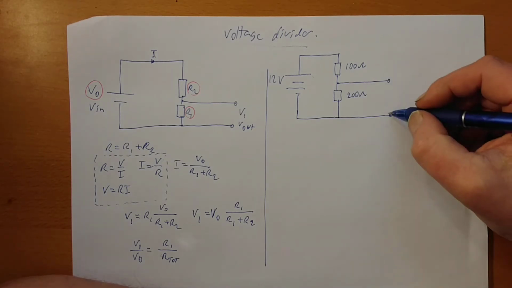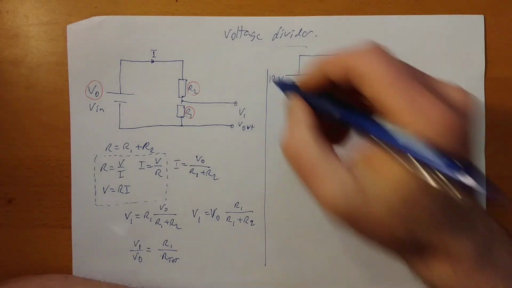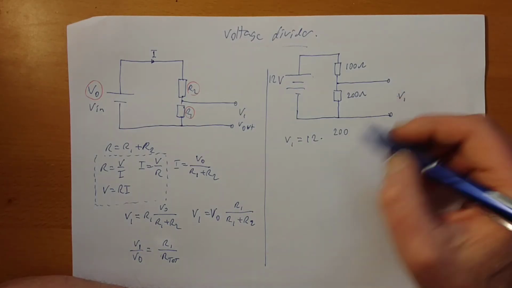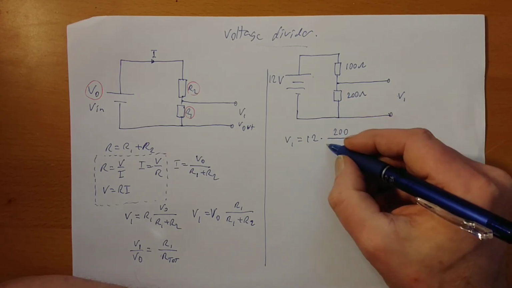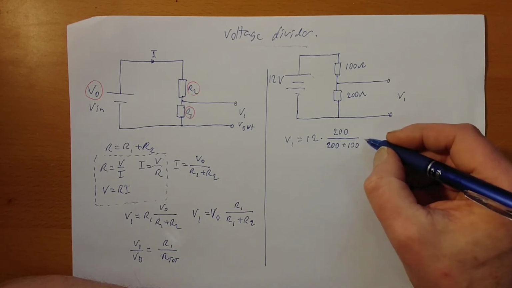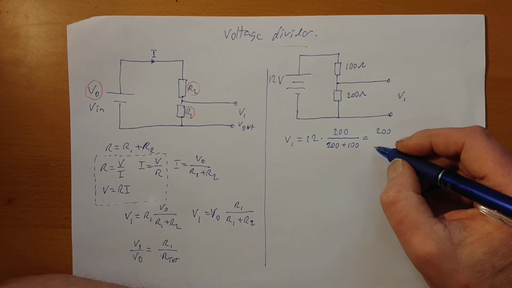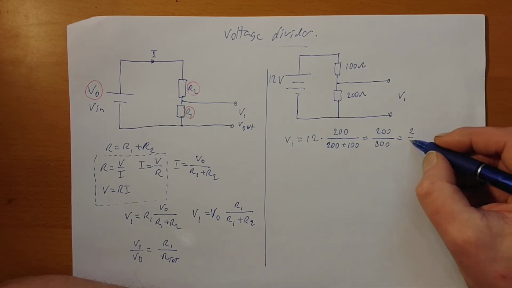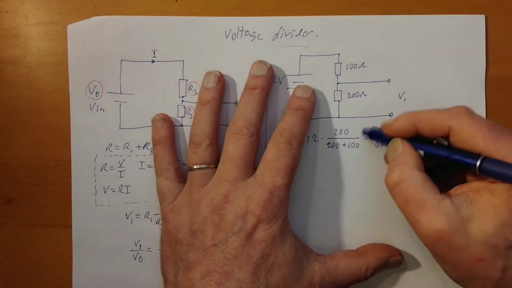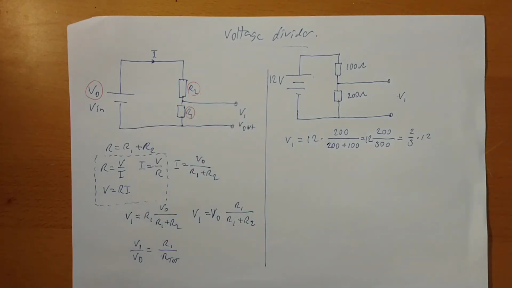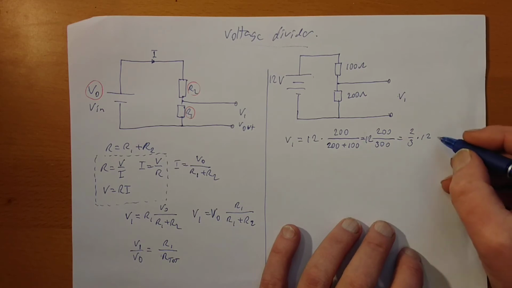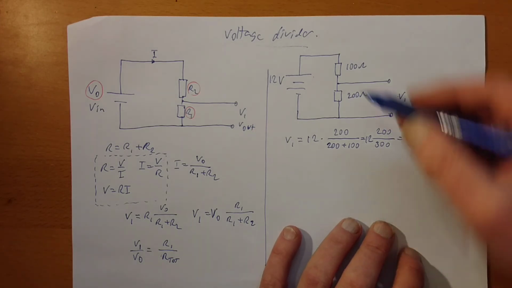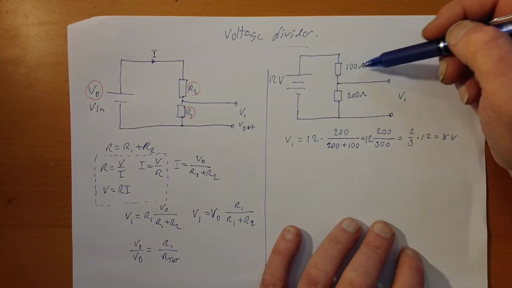And we want to know the voltage across here, so we can use our formula. This is V1 and this is V0, right? So V1 equals 12 times 200. This is the resistor we are interested in, that's the voltage we're interested in over that. So 200 divided by 200 plus 100, or 200 divided by 300, or 2/3 of 12 volts, right? 12 divided by 3 is 4, 4 times 2 is 8, so we get 8 volts here. And the rest of it is 1/3 of 12, that's 4 volts, so 4 plus 8.